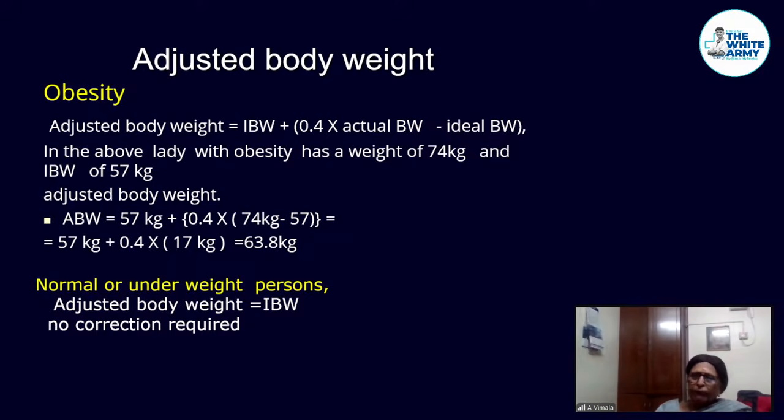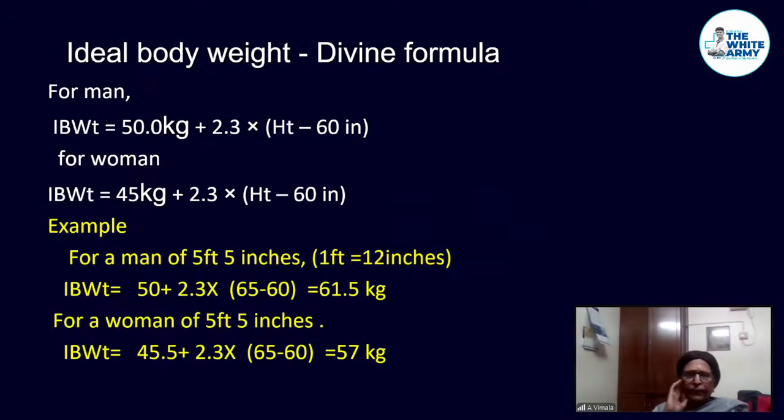So to recapitulate what I said now, you have to find out the adjusted body weight based on the ideal body weight. The ideal body weight is given by the Devine formula, which states that 2.3 into the height in inches minus 60. That will be the ideal body weight. For ladies, instead of 50, you take 45.5.